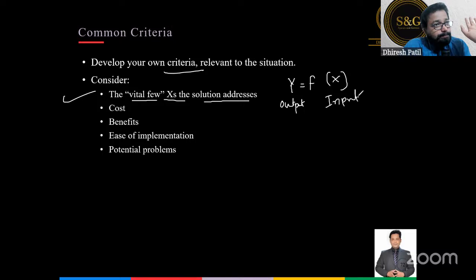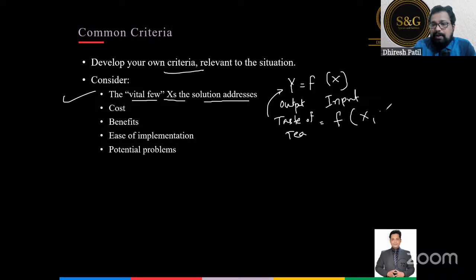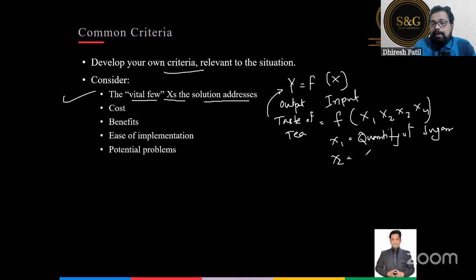I'll explain it. I always give the example of the taste of tea. Taste of tea depends on the quantity and quality of sugar, milk, water, tea powder, etc. Daneshwarji, for you, the same one. Taste of tea is, let's say, my Y, the output, which is a function of, let's say, X1, X2, X3, X4, etc. So X1 is the quantity of, let's say, sugar. X2 could be the quantity of milk.